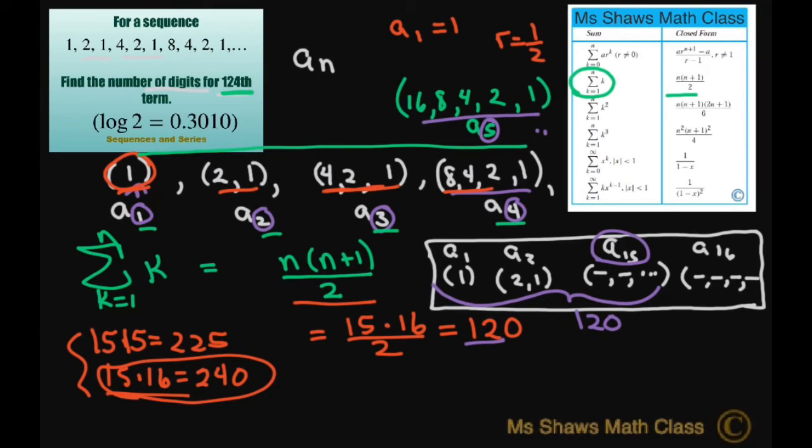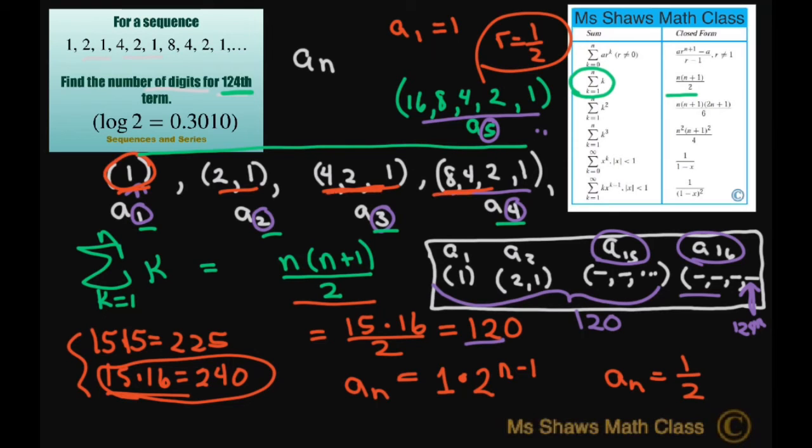So if we want the 124th term, that's going to occur right here, in this part. This is going to be the 124th term. So basically, our formula given for this is a sub n equals your first term times 2 to the power of n minus 1. And the common ratio of each term is 1/2, right? So if we look at each of these separately.